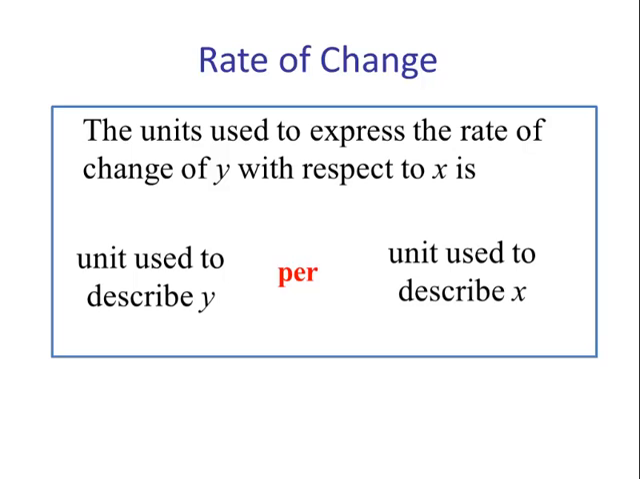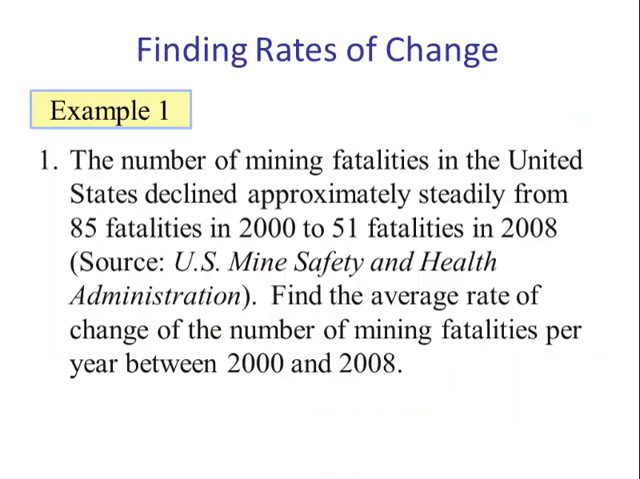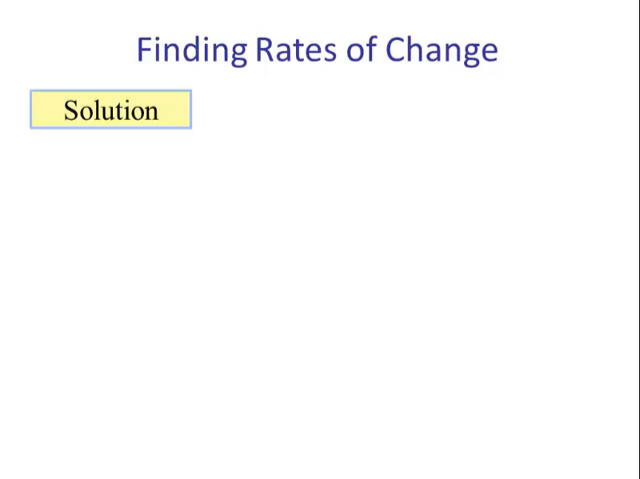Let's do an example. The number of mining fatalities in the United States declined approximately steadily from 85 fatalities in 2000 to 51 fatalities in 2008. Find the average rate of change of the number of mining fatalities per year between 2000 and 2008. Solution.